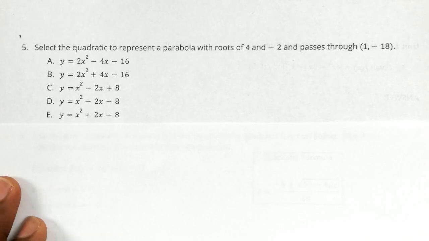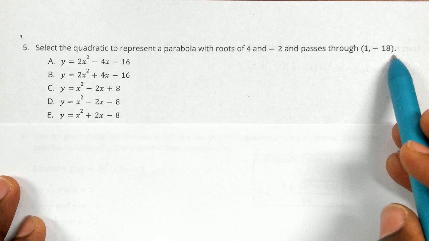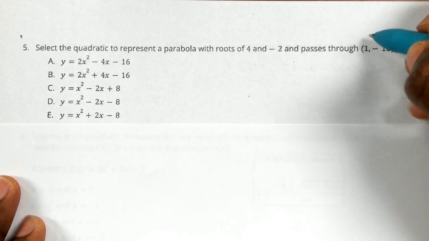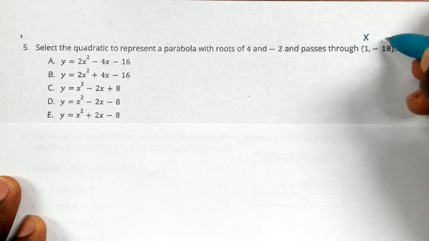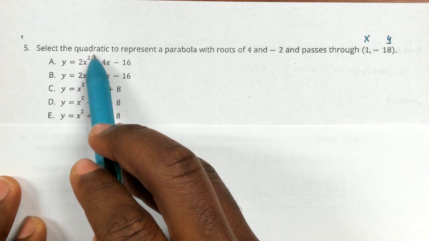Question number 5 says to select the quadratic to represent a parabola with roots 4 and -2 and passes through (1, -18). Where this (1, -18) is a coordinate, representing an x value and a y value. So it says to select a quadratic.